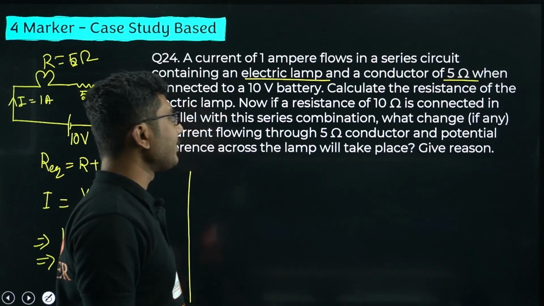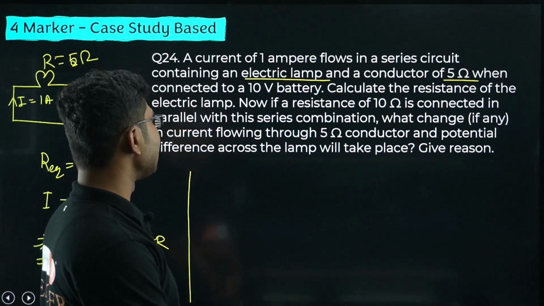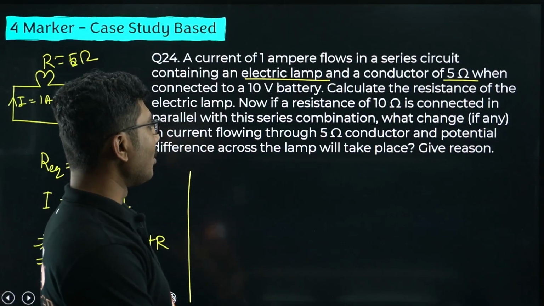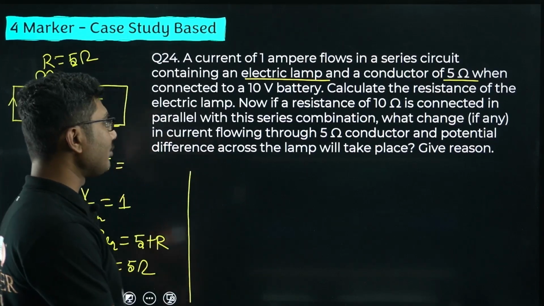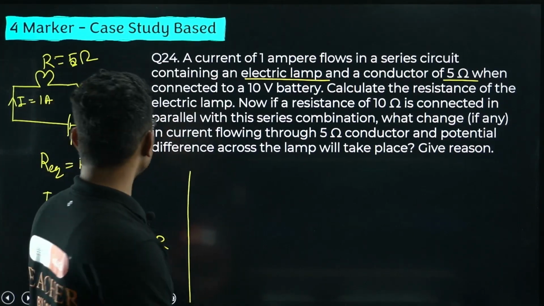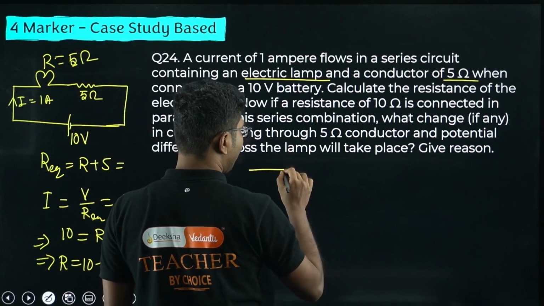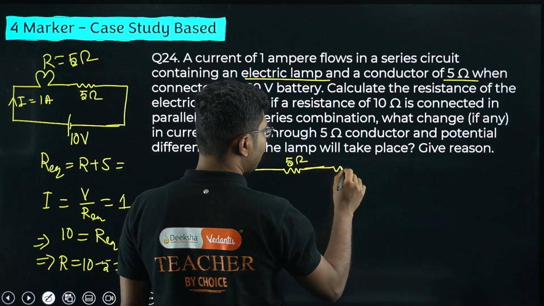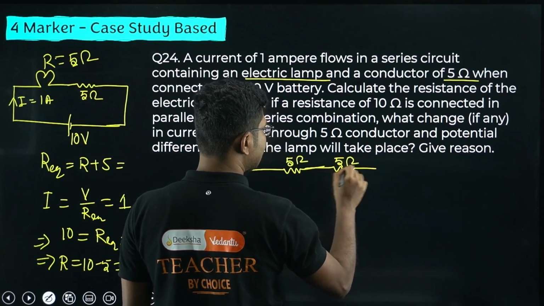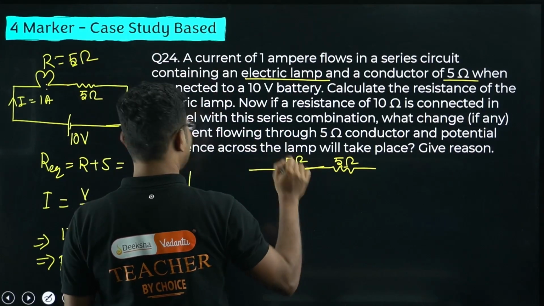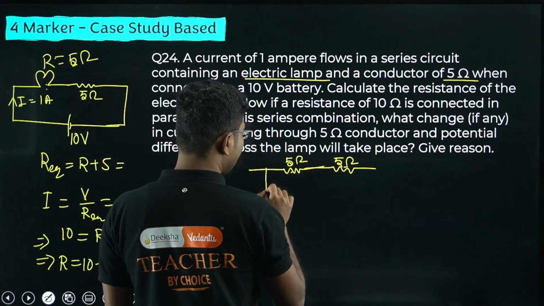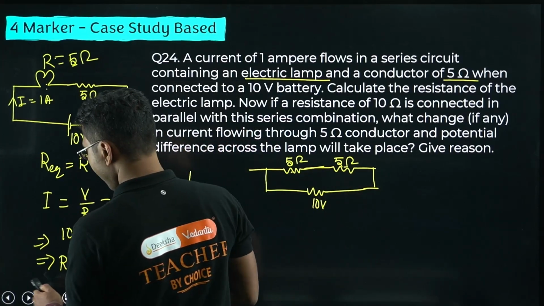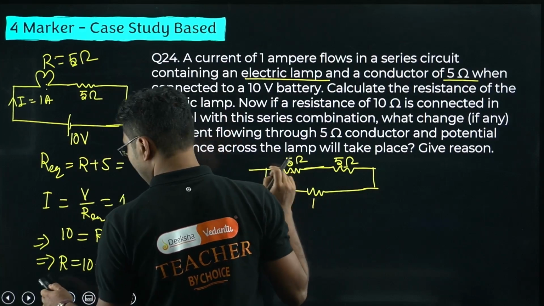Now if a resistance of 10 ohm is connected in parallel with this series combination, what change in the current flowing through the 5 ohm conductor and the potential difference across the lamp will take place? Give reasons. Okay, so first of all, you have a 5 ohm lamp. Now I am drawing the lamp as a resistance only so that you are comfortable, and then again a 5 ohm resistance. This is the lamp, and this one is the resistance. Now what they have said is that you have connected a 10 ohm resistor in parallel to them.